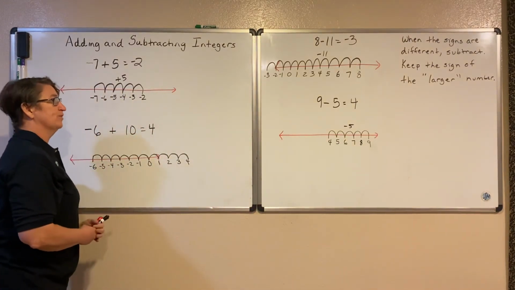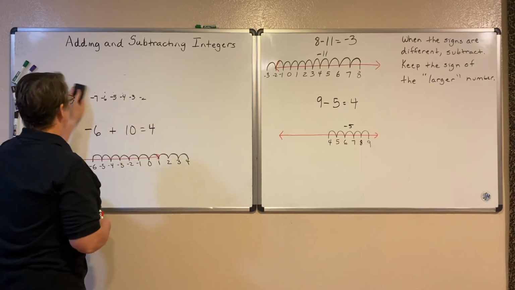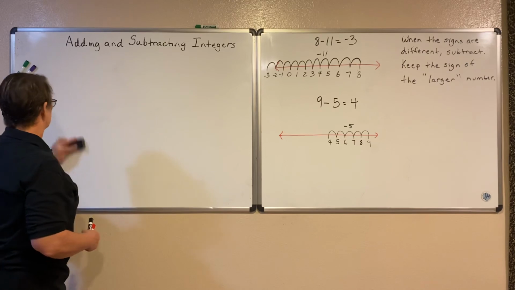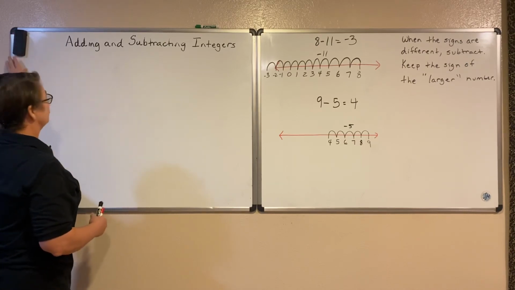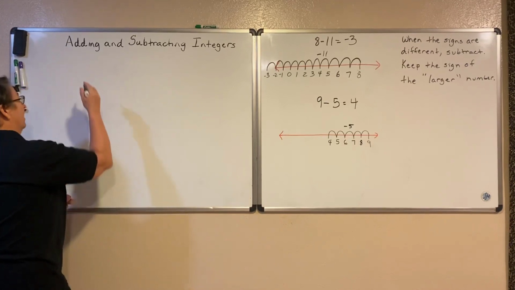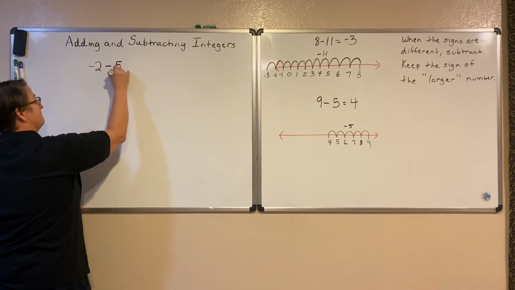Well, what happens when the signs aren't different? What happens if the signs are the same? So let's look at that. And again, I'm just going to use the number line. You can just use the number line over and over and over again until you get really, really good at it. And that's okay. So take, for example, negative 2 minus 5.